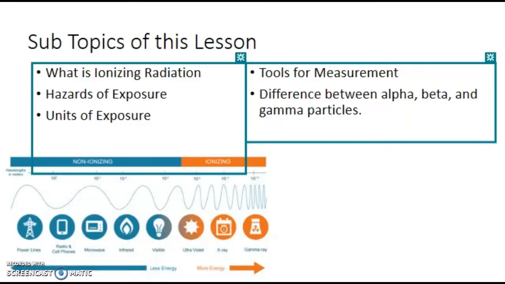Subtopics of this lesson: what is ionizing radiation? Hazards of exposure, units of exposure, tools for measurements, differences between alpha, beta, and gamma particles.